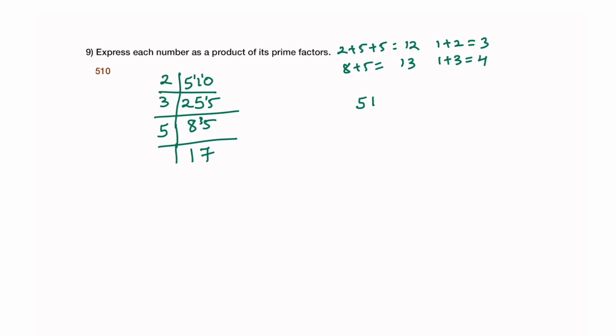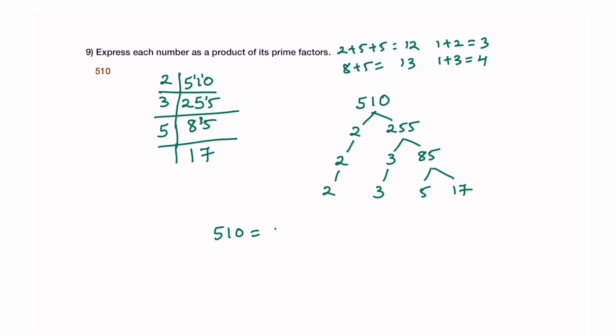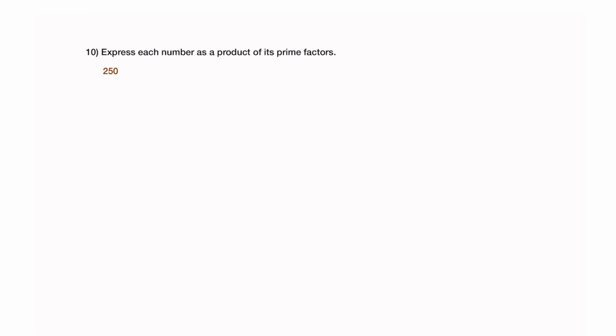So 510, the second method. It's 2 times 255. Then this 2 comes down. So this becomes 3 times 85. 2 comes down, 3 comes down, and 85 is 5 times 17. So we say 510 is 2 times 3 times 5 times 17. Okay? Now this one, let me start with the second method first.